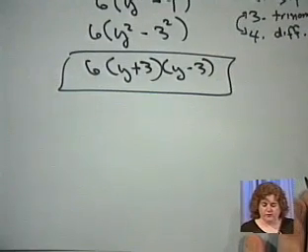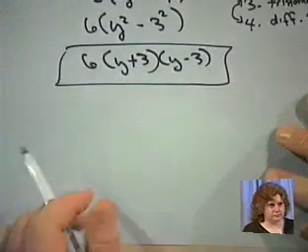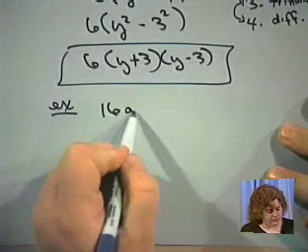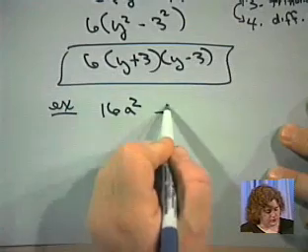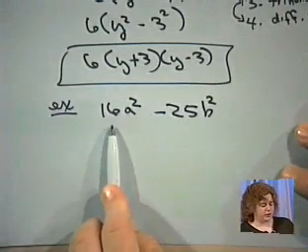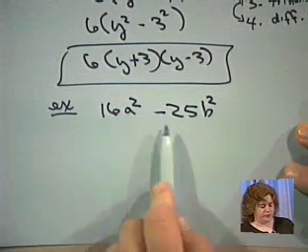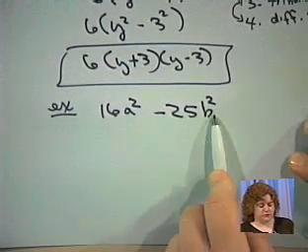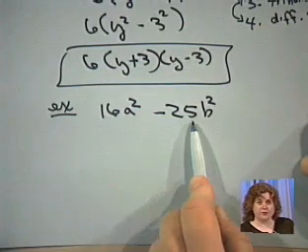Let's look at one that's a little bit more interesting. You have something like 16a squared minus 25b squared. Well, 16 is a perfect square, and I've got this a squared, two terms subtracted. 25 is also a perfect square, and so is the b. I don't see a common factor.